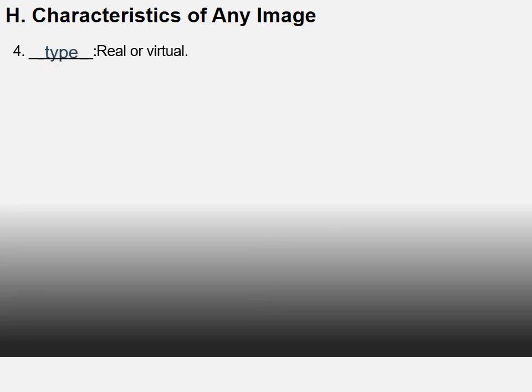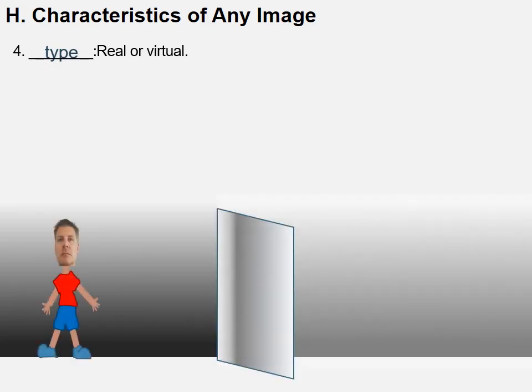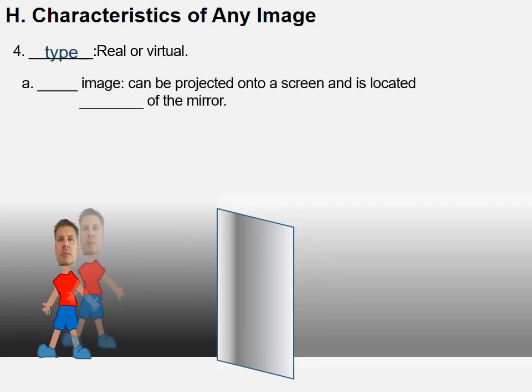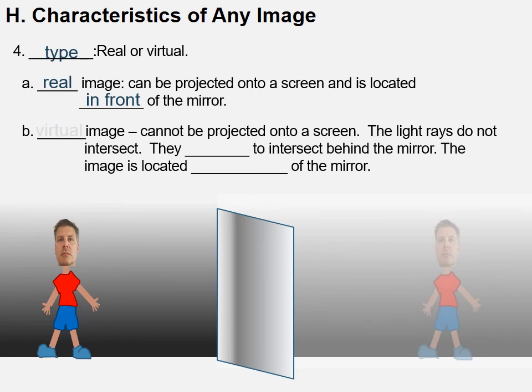Type is either real or virtual. If the image was on the same side as the object, we call that a real image. A real image can be projected onto a screen and is located in front of the mirror. Of course, that is not the situation with a plane mirror because the image is always on the other side of the mirror. And we call this a virtual image. It cannot be projected onto a screen. The light rays do not intersect. They appear to intersect behind the mirror, but obviously they do not because the light rays do not pass through the mirror. So therefore, the image is located behind the mirror.